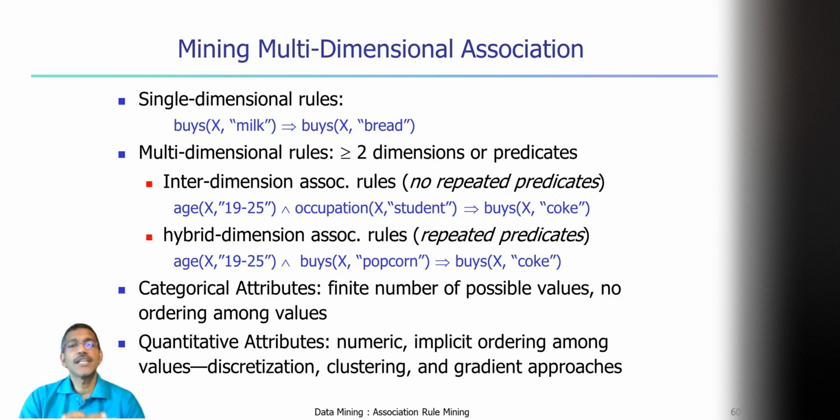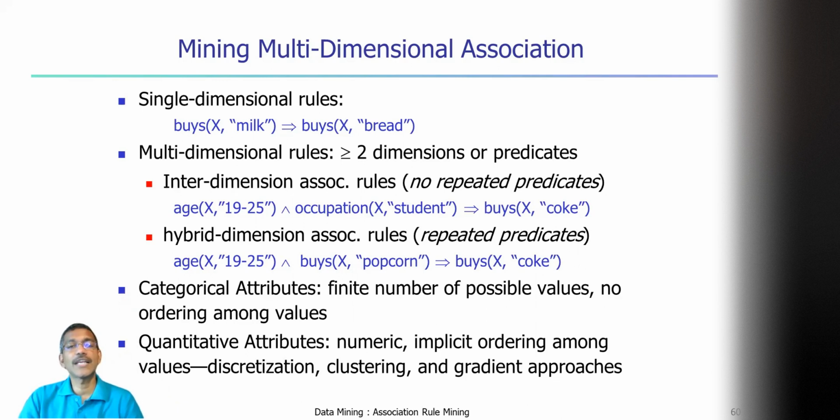So, single dimension association rules. Dimension means the columns, right? A single dimension association rule is, for example, buying milk would imply buying bread. A multidimensional rule would be where you have more than one dimension. So age is something, occupation is something, and you would be buying a Coke, right?